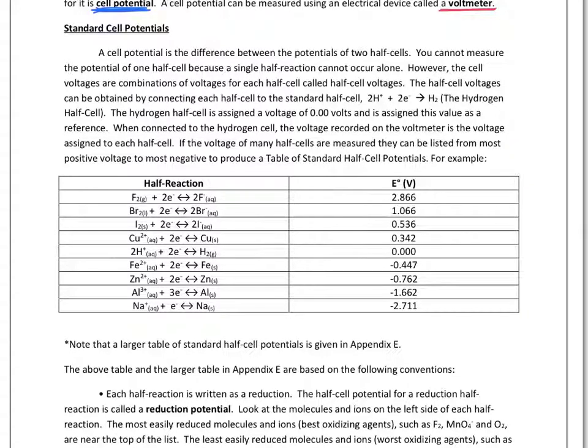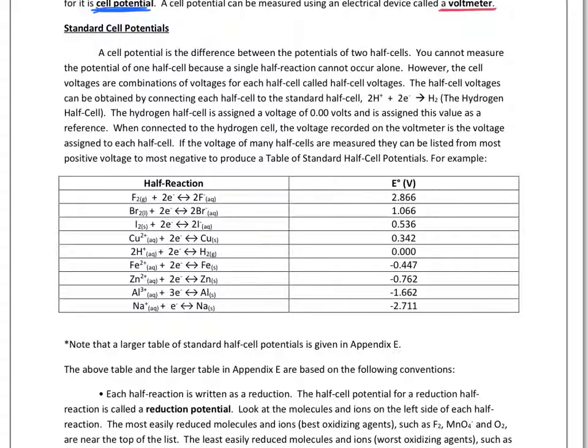The cell voltages are combinations of voltages for each half cell, called half cell voltages. The half cell voltages can be obtained by connecting each half cell to a standard half cell, which was decided upon to be the hydrogen half cell. That means that someone decided to use the hydrogen half cell and arbitrarily assign it a voltage of 0 volts, and then connecting all of the other half reactions to this hydrogen cell and recording the difference in the voltmeter.